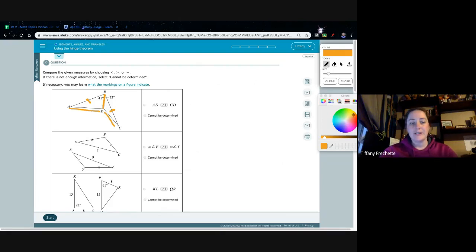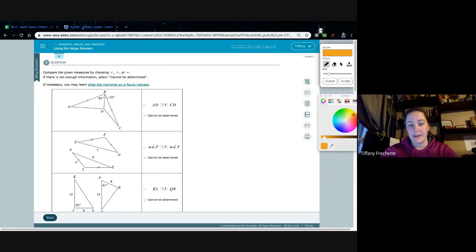So we just have to decide what's the relationship. Is it less than, greater than, or equal to? Well, 41 is not the same as 22, so it's not going to be equal to. But remember, the side opposite the bigger angle will be greater. So AD is going to be greater than CD. So then we select in here greater than, just like that. All right, I'm going to clear that out.